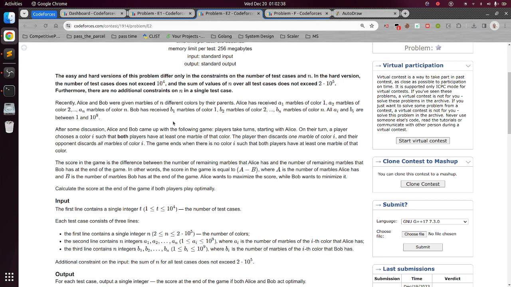Now their scores increase, they take alternate turns, and you have to find out the result if they play optimally. Basically Alice, going first, has to maximize the score, while Bob wants to minimize Alice's score. You want to read it correctly: Alice wants to maximize the score, which is the number of marbles Alice has minus the number of marbles Bob has at the end of the game, a score difference. So she wants more and more marbles on her side, and Bob wants more marbles on his side, because he wants to minimize her score, since he is on the negative side.